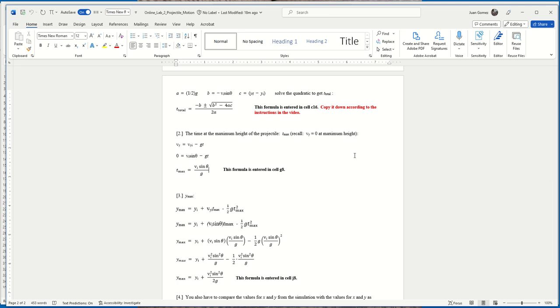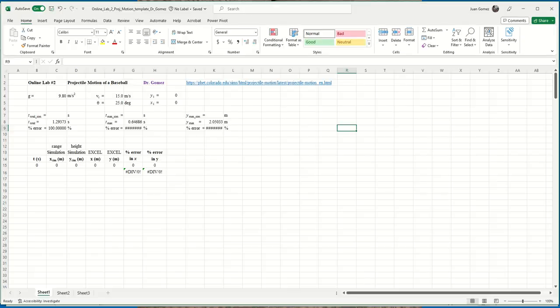We call it t max. So t max is simply equal to vi sine theta over g. I've taken that equation, and that's entered right here. See? Again, that's $F$4, sine theta. That's my vi sine theta. Remember, you have to multiply by pi and then divide by 180. And the dollar signs mean don't change that cell. $F$4 is your vi. It's always going to be that cell, i.e. it's always 15. The $F$5 means the angle is always 25.